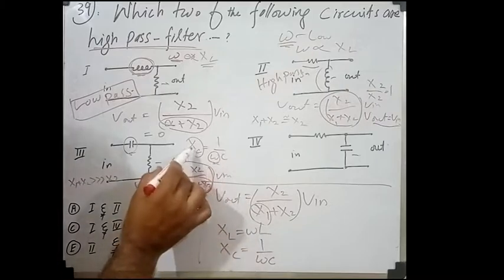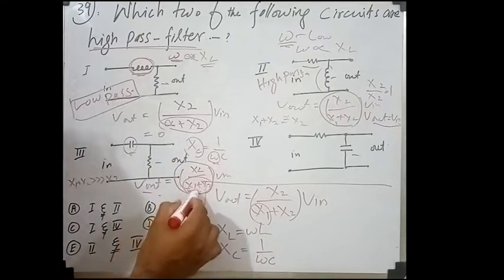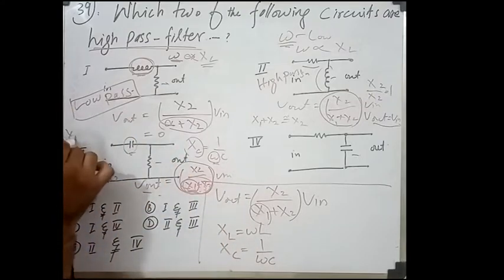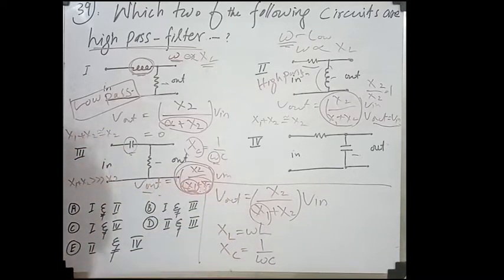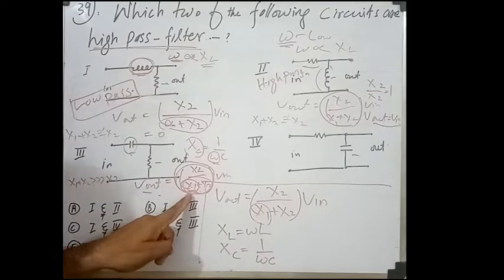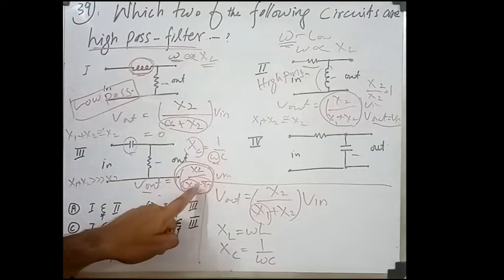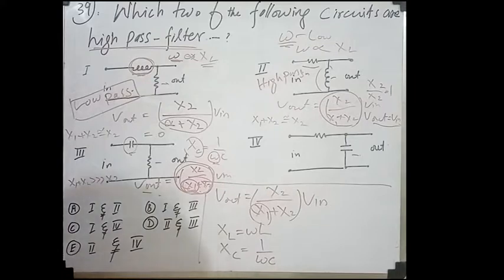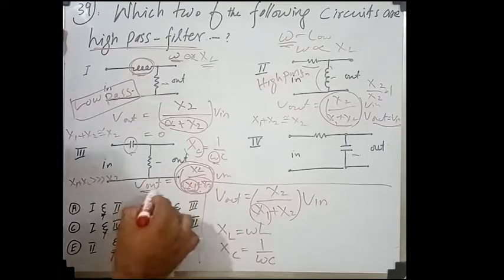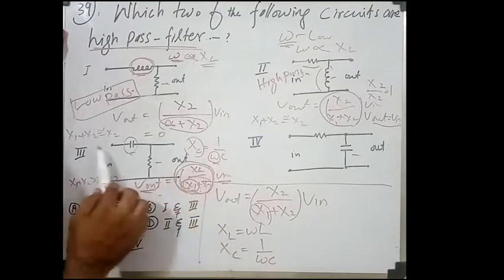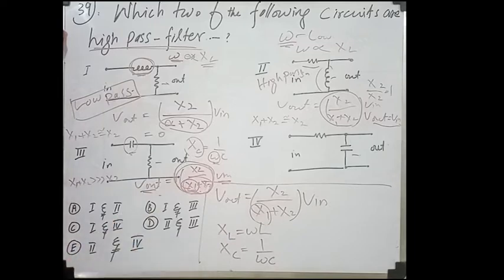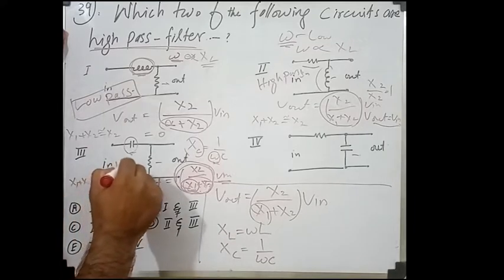But at high frequency, this term becomes very small. If X1 is much smaller, then X1 plus X2 is approximately equal to X2. So this term goes to 1, when X2 is much higher and X1 is much smaller, and Vout is equal to Vin. So at low frequency this term goes to 0, and at high frequency this term goes to 1. So at high frequency it will pass voltage, but at low frequency it will stop. So this is also high pass.